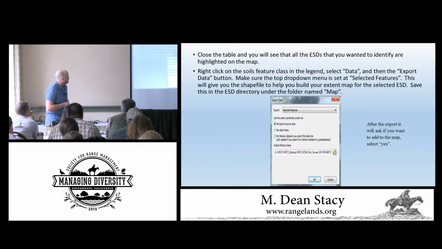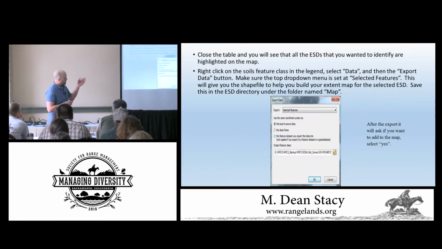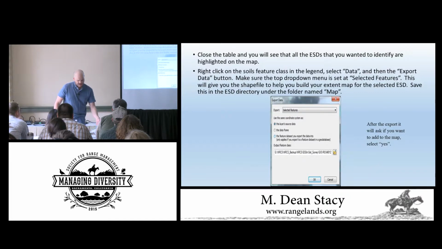Okay, now if you close those tables out, your ArcMap screen will come up, and you'll see the shapefiles that are all highlighted that you had queried. You'll end up doing an export, and you just want to export the selected features because those are the ones that you wanted. You're going to export that into another file into the hierarchical structure that Shane had put together. After you export that shapefile, it's going to ask you if you want to bring that into your map, and you want to select yes.